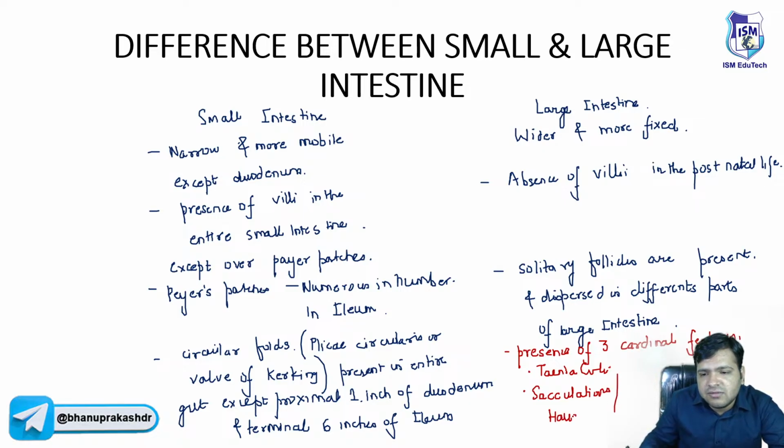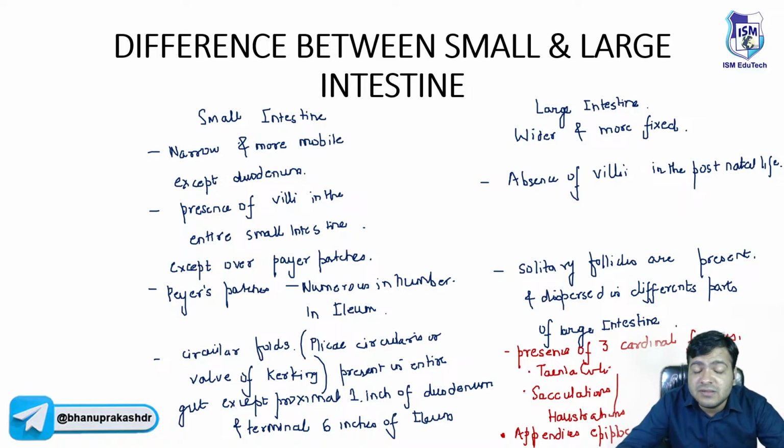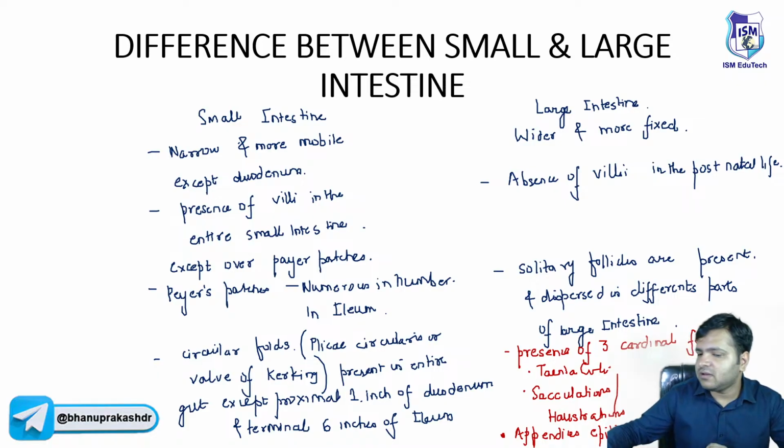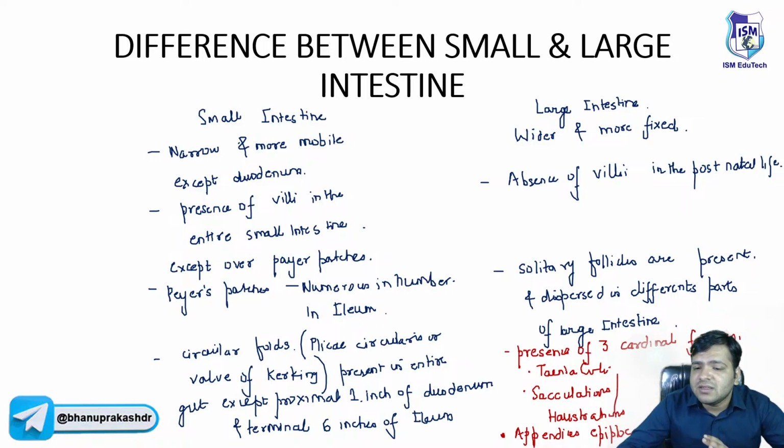We also have haustrations, and sacculations are also called haustrations. And we have appendices epiploicae. They are numerously present in the transverse and sigmoid colon. I will be discussing these three points: taenia, sacculations, and appendices epiploicae in the large intestine.